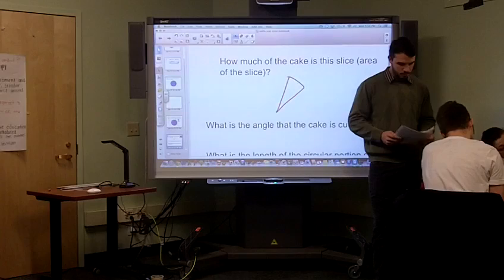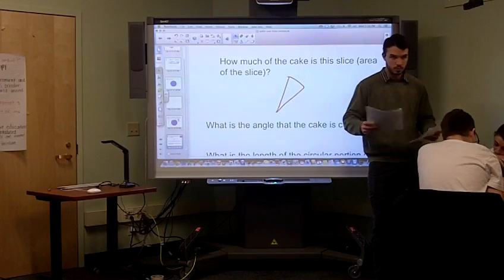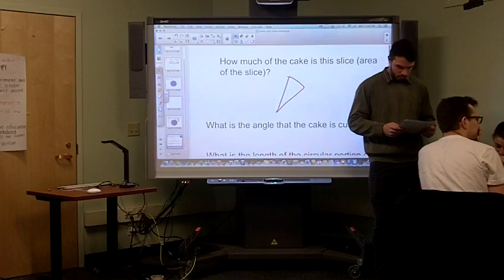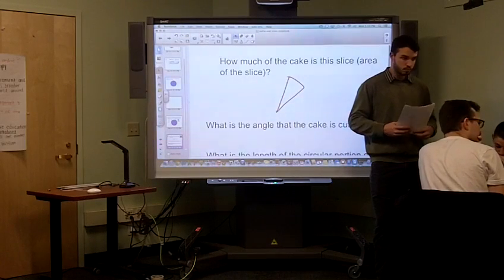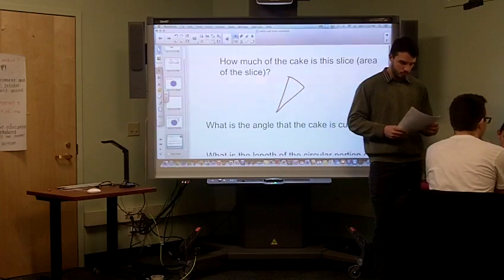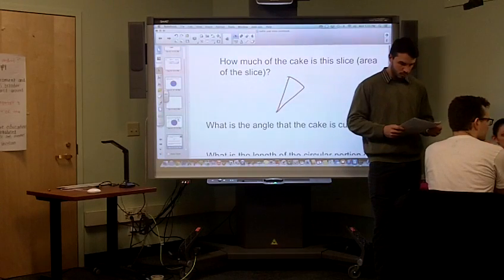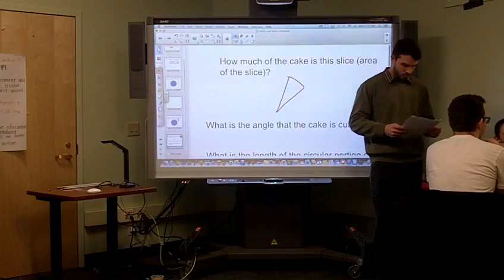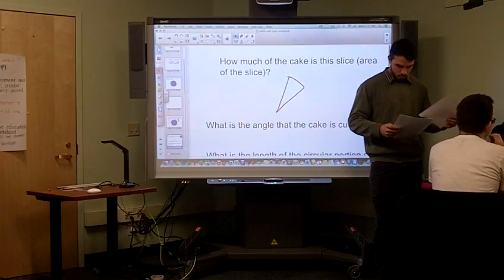So what kind of units would this be? Inches squared? Yes. Would that be the same if I said centimeters? Yeah, it'd be centimeters. What about inches per yard? Meters. Feet. Yeah, 10 feet, that's a big cake. That's a good purpose.